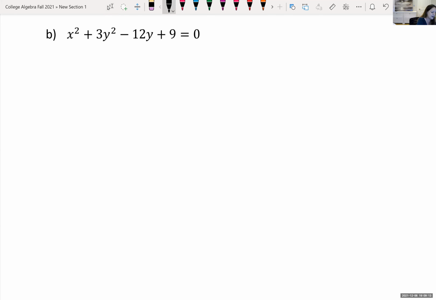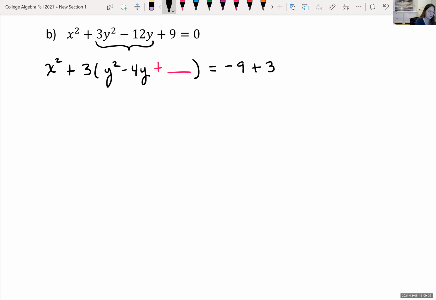So let's rewrite this. We have x squared plus, in order to complete the square, our coefficient in front of the y squared has to be 1. And so let's factor out a 3 here. We have y squared minus 4y. We're going to add something in here to make this a perfect square. And our parentheses equals, I'm going to subtract 9, plus whatever I added to the left-hand side, I have to add to the right-hand side. But I have that 3 coefficient out front of my parentheses. And so really it's going to be 3 times whatever I had added.